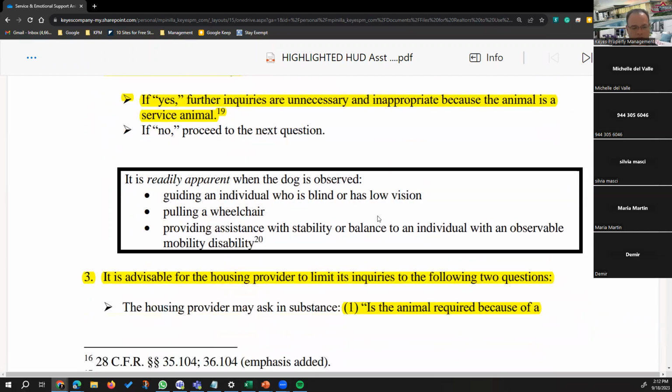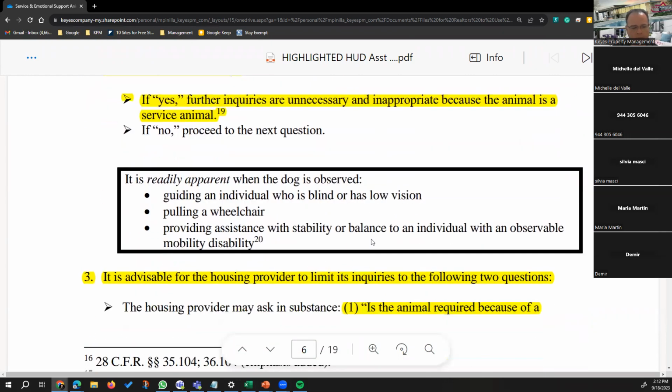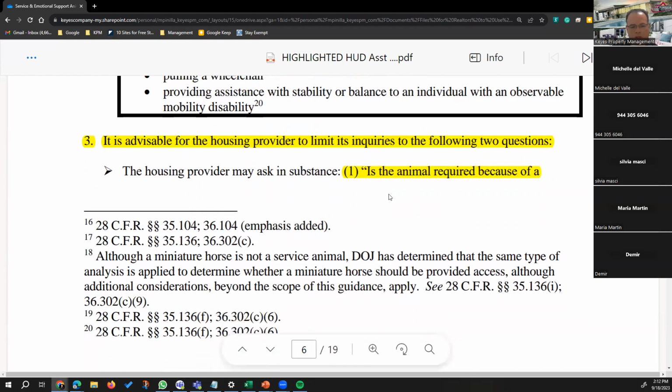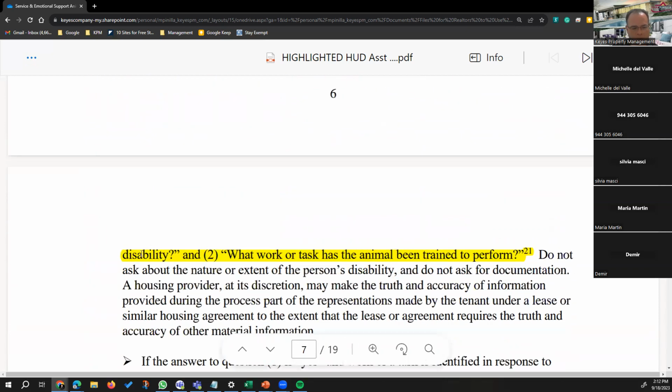Now, in some cases, it's not very easy to see. If no, then it says go to the next question. So again, this is a step-by-step process. I'm not doing anything special here. The next question says, it is advisable for all housing providers to limit its inquiries to the following two questions. What does that say? Please don't ask any more than these two questions. Is the animal required because of a disability? Number one. And number two, what work or task has the animal been trained to perform? Those are the only two questions you can ask.